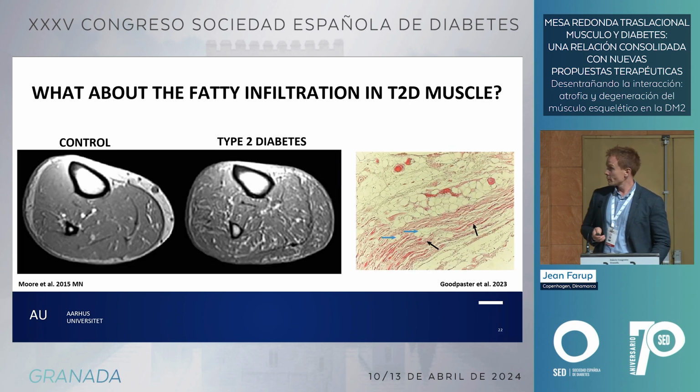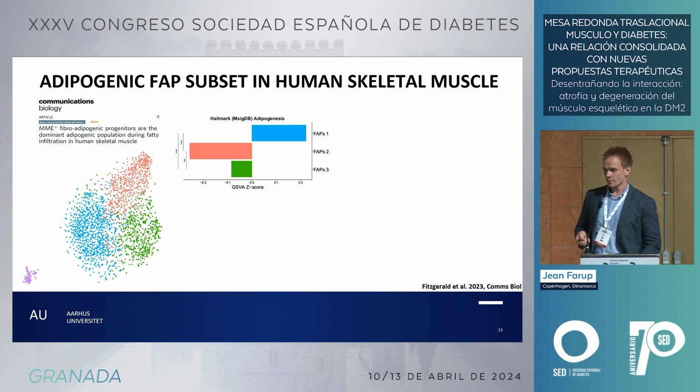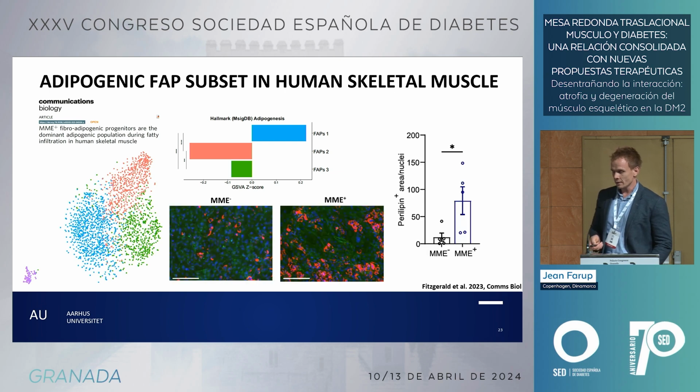And so just very briefly about the fatty infiltration part of it, which is also clearly evident in type 2 diabetic muscle. So we recently looked a little further into this together with a good colleague from Zurich, Catherine de Brock. And here you also see single-cell RNA-seq data from human FAPs from skeletal muscle. And what you'll note here is the blue population that is clearly enriched in genes related to adipogenesis. And so we sorted out these blue cells from human skeletal muscle, and when we do this, we can indeed confirm that these are markedly more capable of generating adipocytes compared to the remaining population.